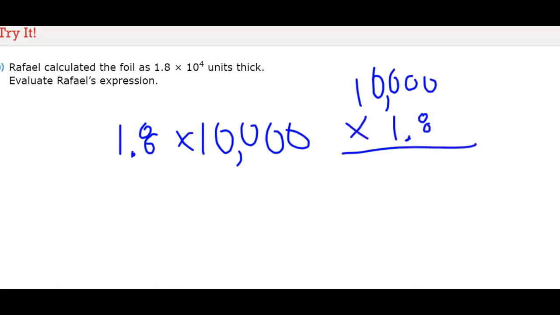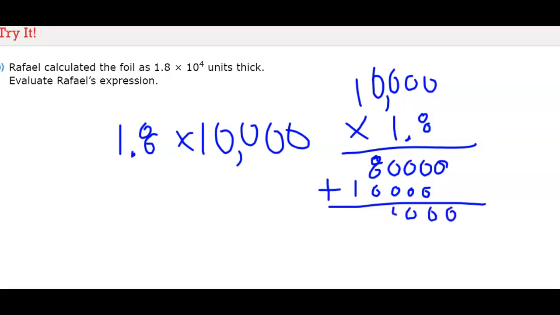Alrighty, so we have 4 zeros. I'm just going to drop those down there because all that's going to equal 0. Then 8 times 1 is 8, and then it's going to be 4 zeros for the 1, and then 1 times 1 is 1. Add that up, 0, 0, 0, 0, 8, 1. and then we have 1 decimal place. So we need 1 in our answer. That would be here. So we have 18,000 as our final answer for Raphael's expression. And so his is 18,000 units.